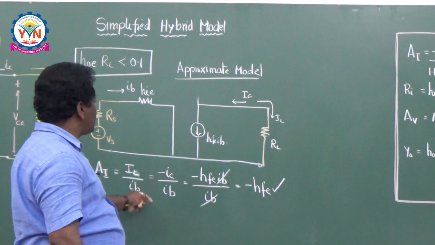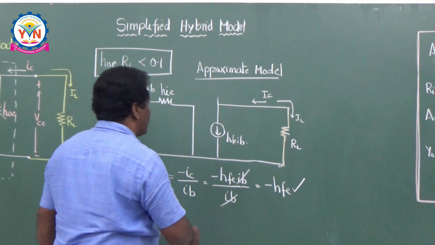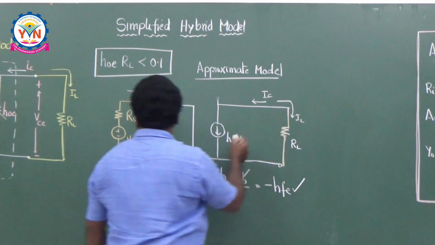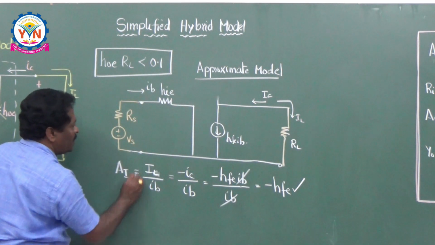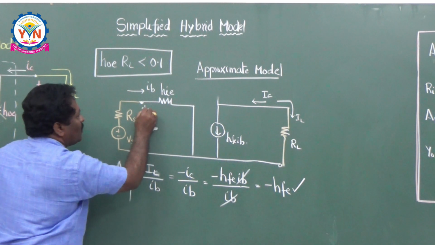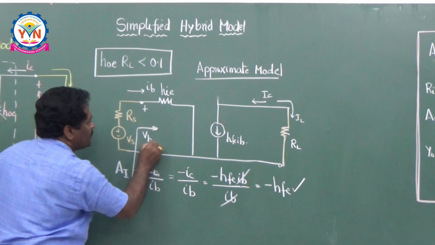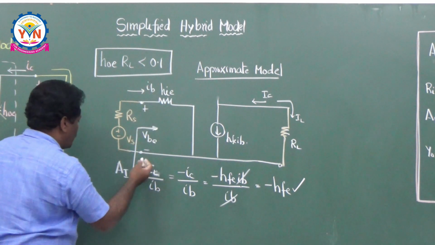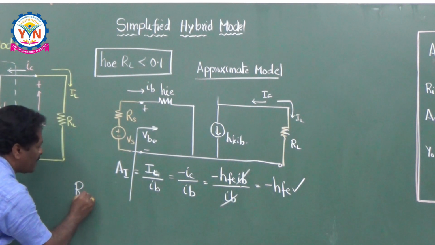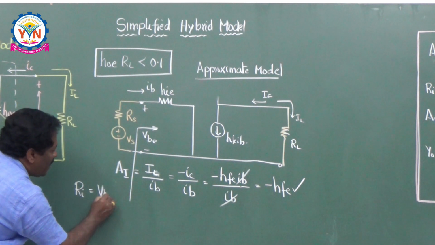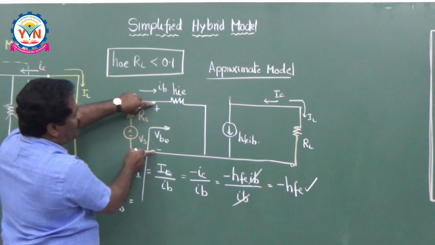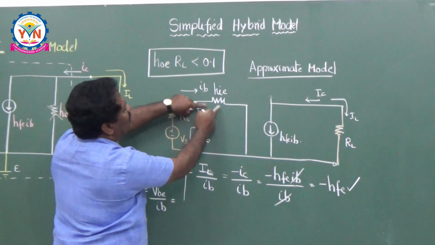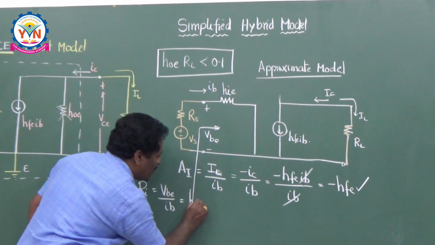So, what is the input resistance Ri? Input resistance means you are seeing from this place. This is the input resistance. So, this is the voltage VBE. So, VBE by IB. You can say that input resistance Ri is equal to VBE by IB. VBE by IB means very simple. Just by seeing this you can understand. VBE by IB means only HIE. So, your answer is HIE.